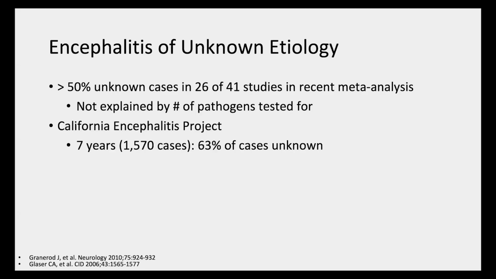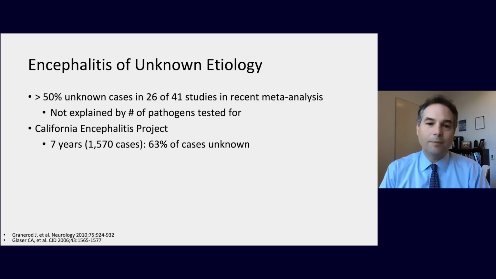A big focus of our research and in the field is this problem of encephalitis of unknown etiology, or encephalitis of unknown cause. And it's a big problem. About half of cases never get a diagnosis. A long-standing study led by Dr. Carol Glaser, called the California Encephalitis Project, enrolled at least a couple of thousand patients over the years, and despite doing extensive testing, 63% of cases went undiagnosed. So that's a real problem because it makes it sometimes impossible for physicians to employ the best treatments for patients if they don't know what the underlying problem is that they're trying to fix.